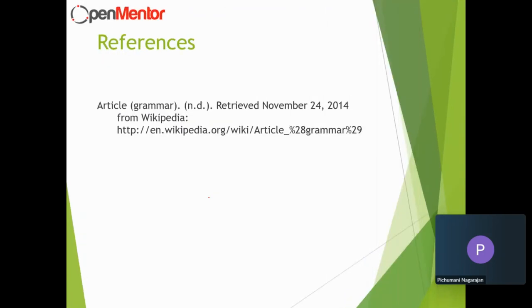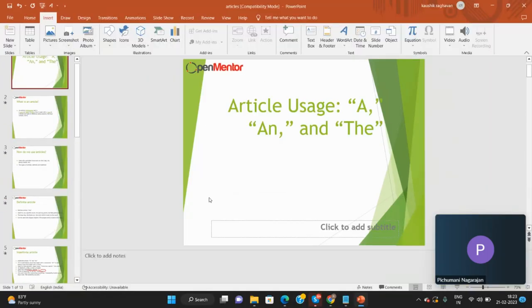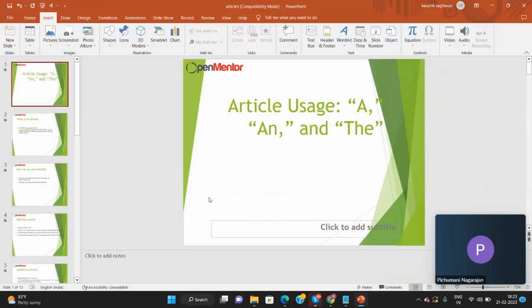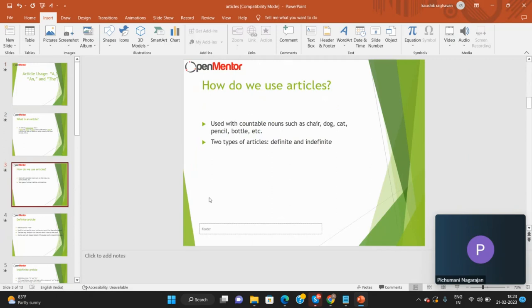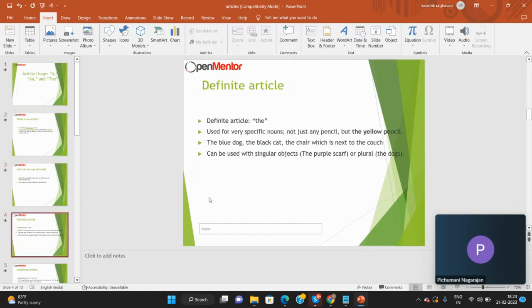So with that we come to the end of articles. In this set of topics I have covered when to use articles, what are the different types of articles, and when not to use articles. We learned that there are three articles, a, an, and the, and that articles are of two types, definite and indefinite articles. The is a definite article because it refers to a definite, pointed, specific noun.